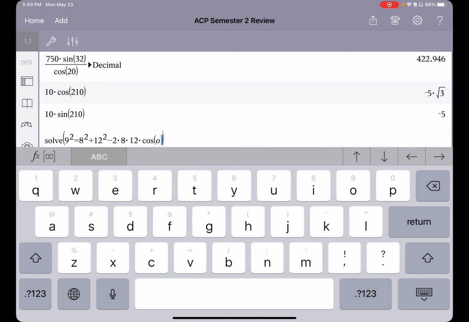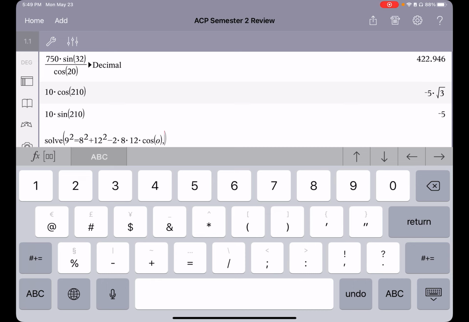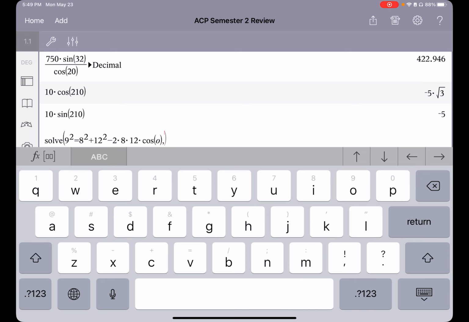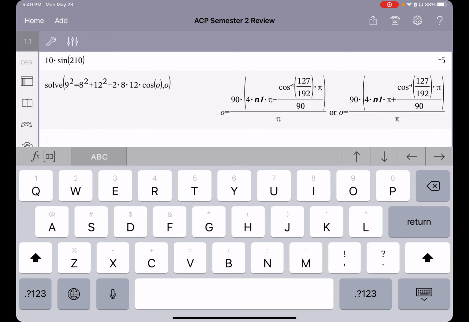And then after you do that, you need to do comma, and then you need to tell the calculator what variable you want to solve for. So since we're solving for O, you need to do comma O at the end. And then you press enter.